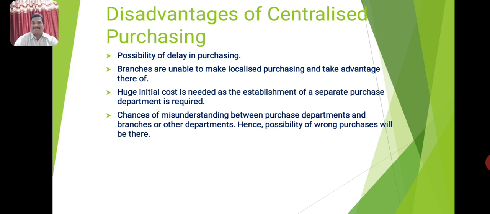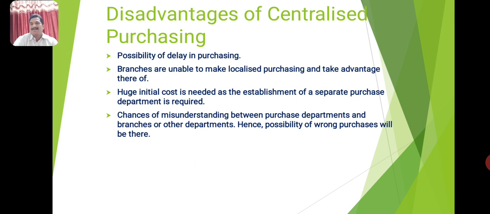Then the last point: there are chances of misunderstanding between the purchase department and branches or other departments, hence the possibility of wrong purchase will be there. That is, misunderstanding between the purchase department and other departments, maybe the branch, maybe the other production departments. So due to this misunderstanding, the purchase department may make certain wrong purchases. That also will be possible in centralized purchasing.